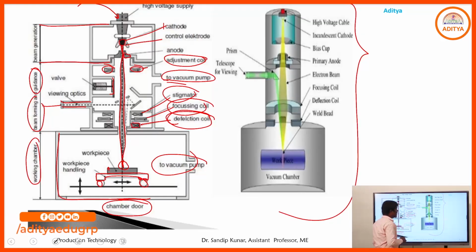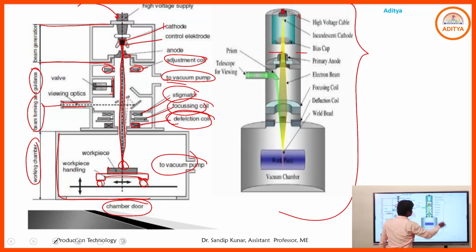In the 3D view we are seeing the total electron beam generation unit, up to that part, that is the beam generation unit. After that we are seeing the beam forming and guidance unit, and that is the workpiece chamber.